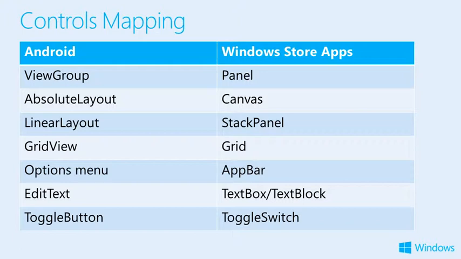App bar is equivalent to option menus. It shows commands for applications. Text box or text block can be used to replace edit text. It depends on whether the text can be edited. If you need to input some words, you should use text box. If you just want to display some labels, you can use text block. Although text box also works, text block is much more lightweight than text box. And toggle switch is like toggle button. It is used to toggle between two states.